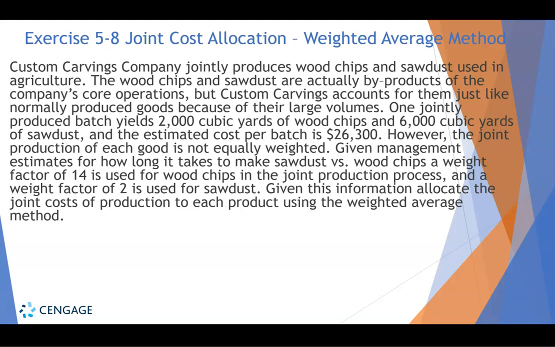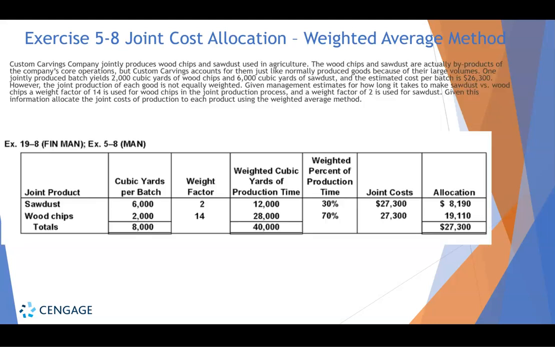The estimated cost per batch is $26,300, but the joint production of each good is not equally weighted. Given management's estimates for how long it takes to make sawdust versus wood chips, a weight factor of 14 is used for wood chips in the joint production process, and a weight factor of 2 is used for sawdust. Based on this information, allocate the joint cost of production using the weighted average method.